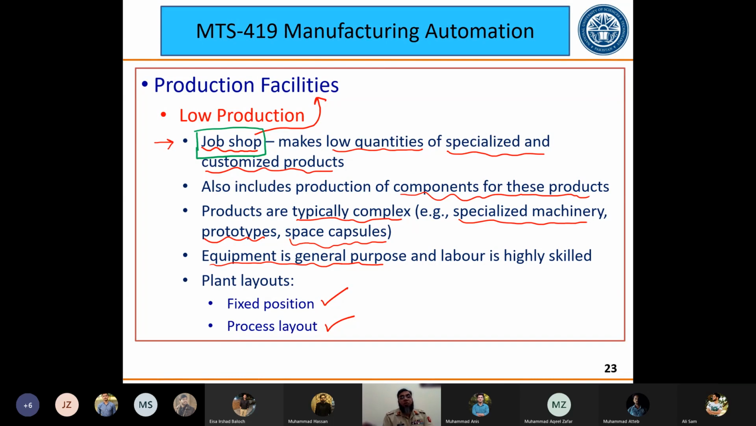What is a job shop layout? This is the production facility layout which is called job shop. It makes low quantities of specialized and customized products. It also includes the production of components of these products. Products are typically complex. If they are going to use specialized machinery, they will carry out prototyping. Something like a space capsule is being made with the help of a job shop.